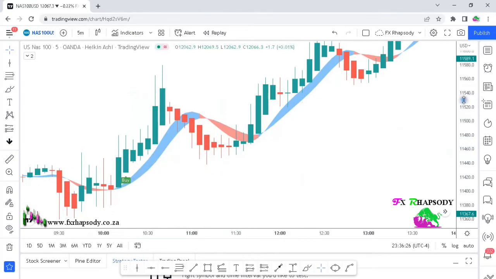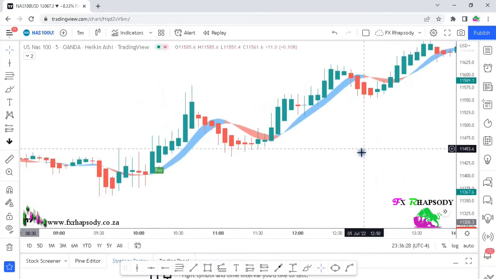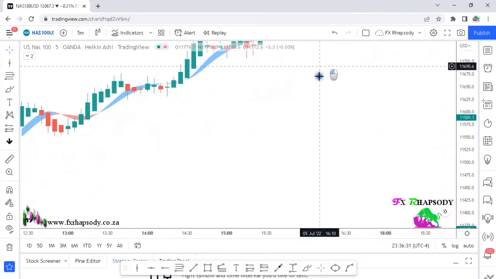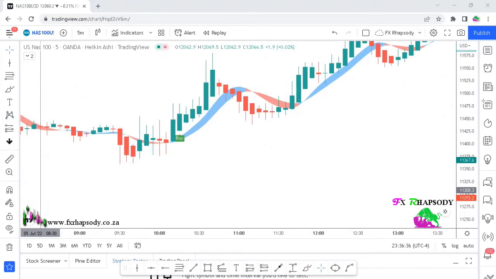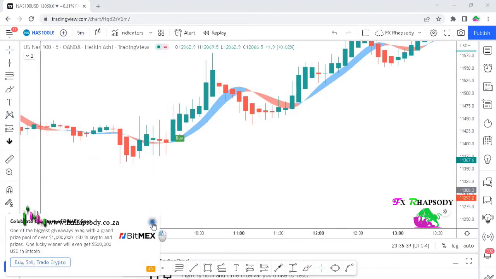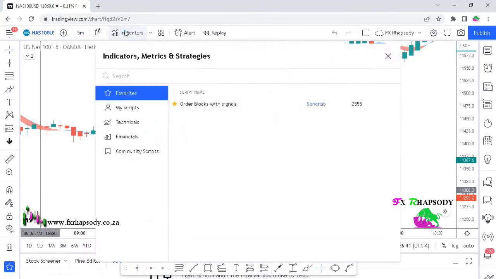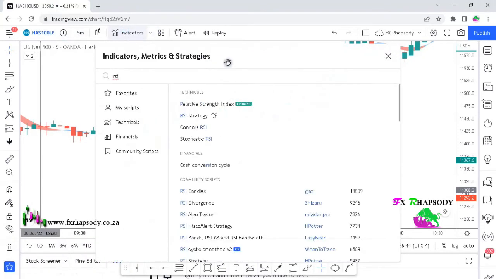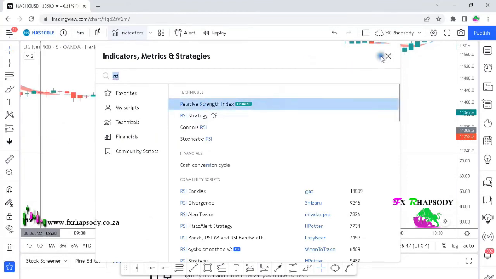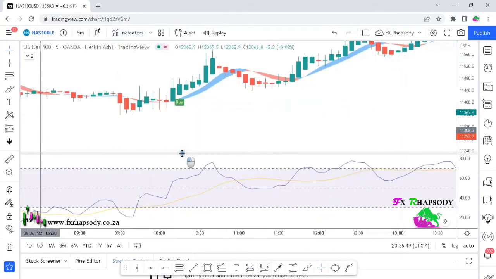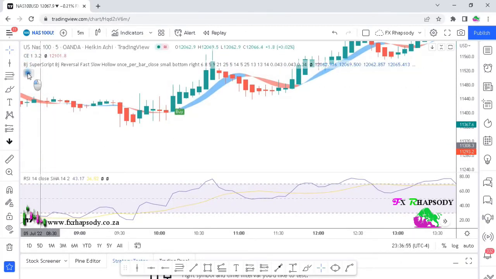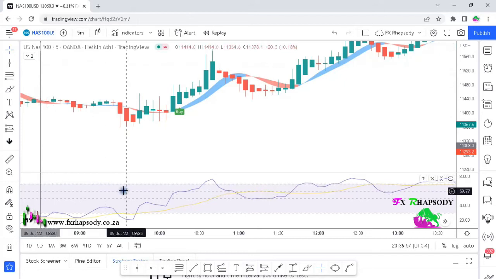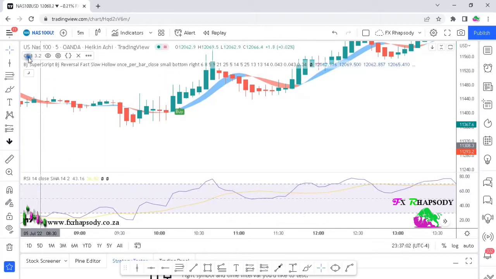But again, we need to add another indicator just to validate all these buy and sell signals. Okay, and the last indicator that we're going to be adding will be your RSI, the normal old relative strength index. We're going to enter it at the bottom. Then what we want to do with the RSI is change the settings of the RSI. Where are our settings? There we go.